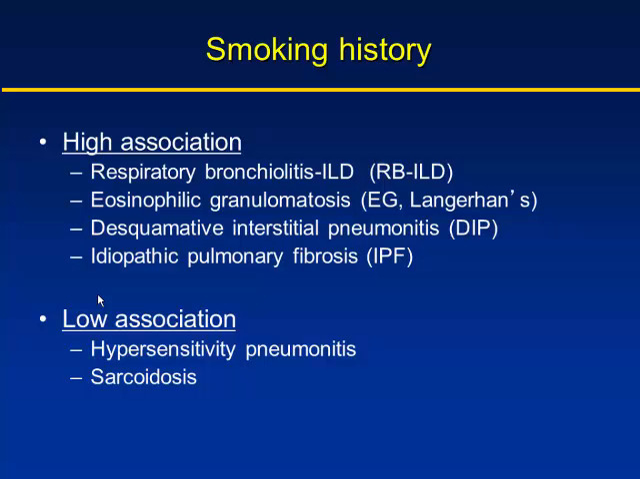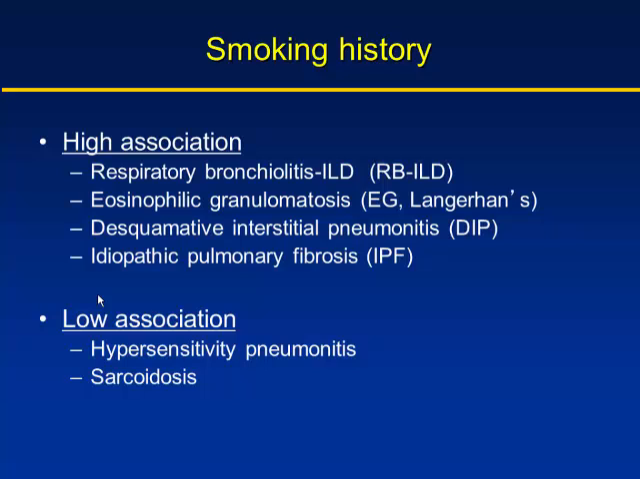Now, the other important point, sometimes it doesn't help to hone in on the diagnosis, but a lot of times it does, which is the smoking history. The ones that have high associations with smoking, as we know, are RBILD, respiratory bronchiolitis associated interstitial lung disease, usually an upper lung zone predominant finding with some ground glass on CT. Eosinophilic granulomatosis, or EG, is the other one that's highly associated with smoking, but IPF is also associated with smoking. Most of these patients with IPF are smokers.